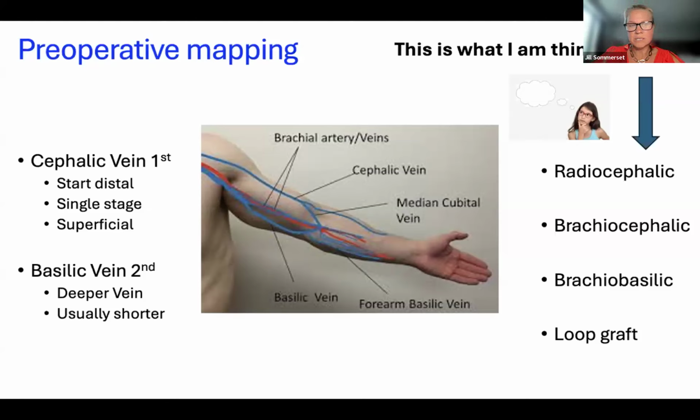We're going to start looking at the cephalic vein, and we always start distal. And usually the cephalic vein is the vein of choice. The reason is it's usually superficial and easier to create a fistula, versus the basilic, which is deeper and usually requires a second stage, because we do have to lift it up as it is deeper anatomically.